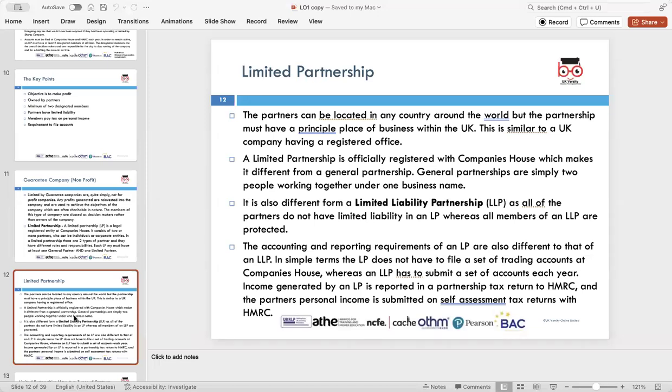The standards for accounting and reporting that are imposed on a limited partnership are also distinct from those imposed on a limited liability partnership. A limited partnership is not required to submit a set of trading accounts to Companies House, whereas a limited liability partnership is required to submit a set of accounts on an annual basis. All of the income that is generated by a limited partnership is reported to HMRC in the form of a partnership tax return, while the personal income of the partners is recorded on self-assessment tax returns filed with HMRC.